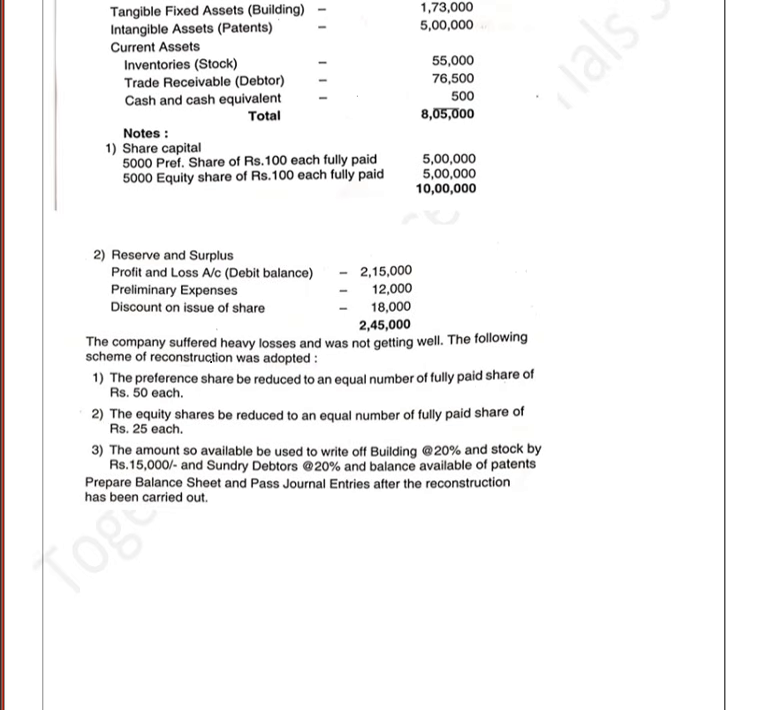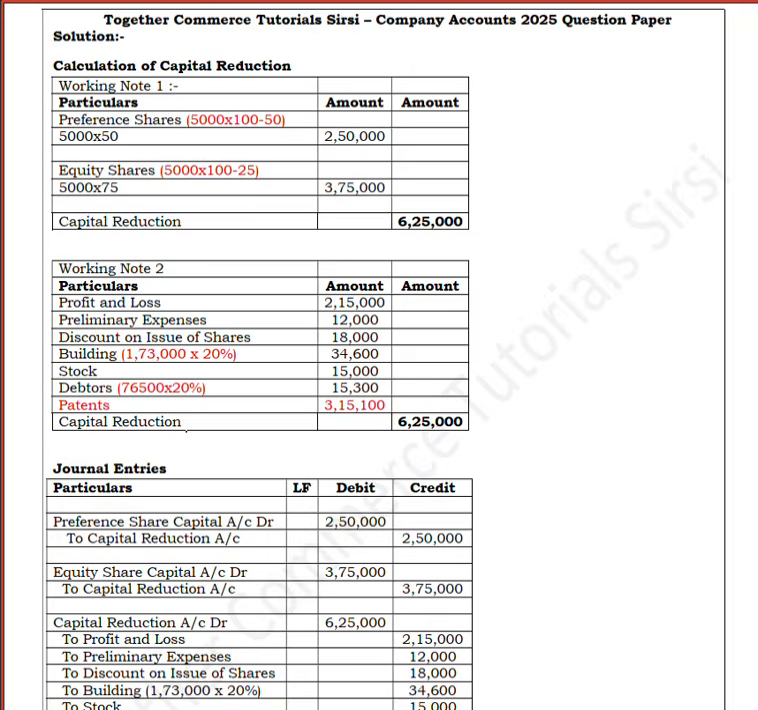So the simple solution for this is we have to calculate capital reduction. We have to make a working note for the calculation of capital reduction. In that, for preference shares, first take 5,000 into 100 minus 50. 5,000 from here, 100 from here, then 50 from here. Similarly for equity shares, 5,000 into 100 minus 25. This is how we have to do it. So let us start the solution.